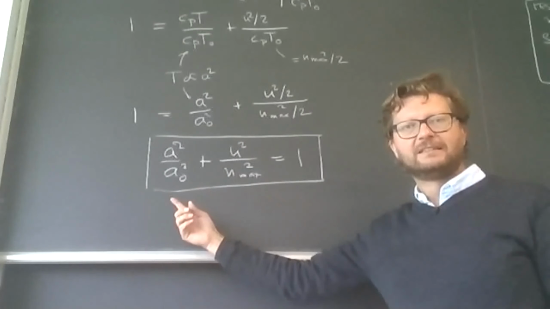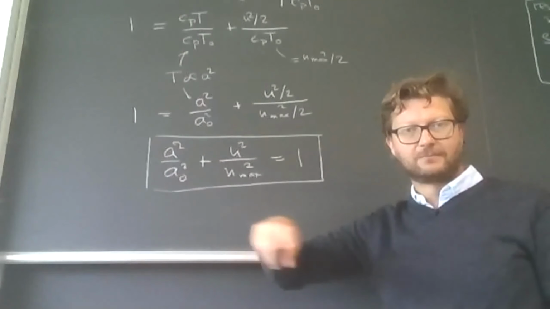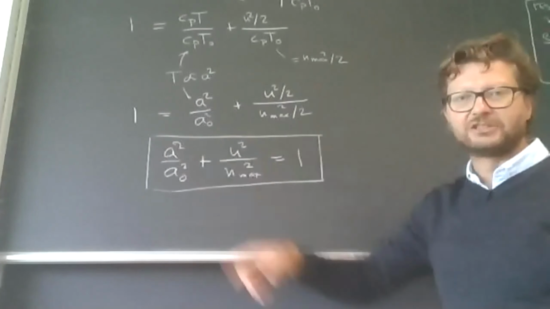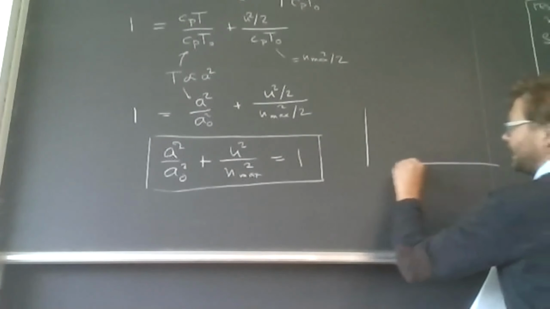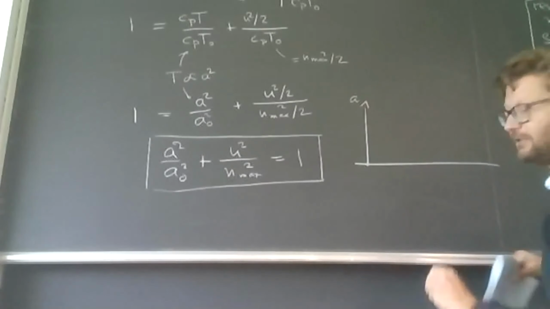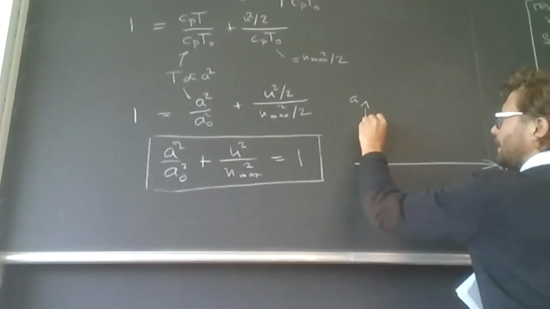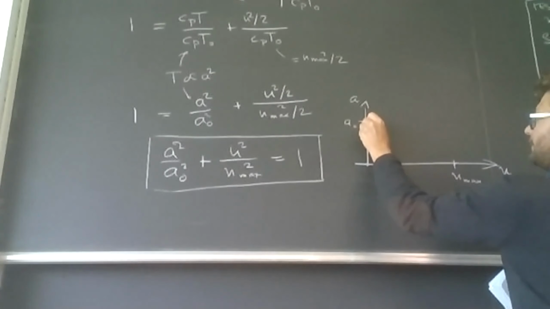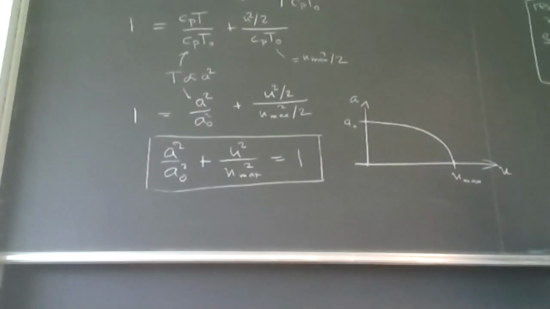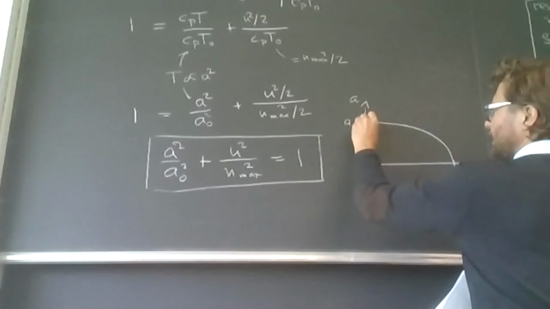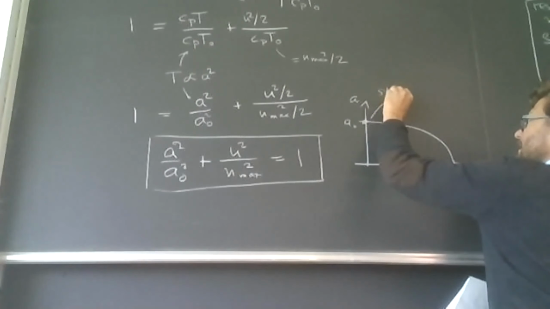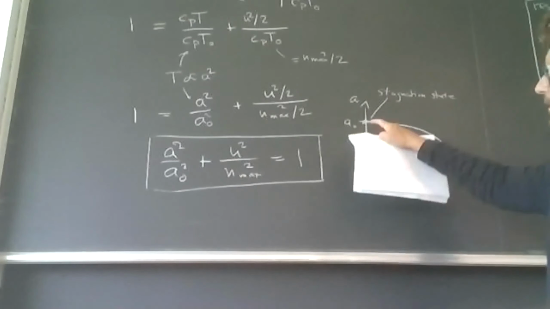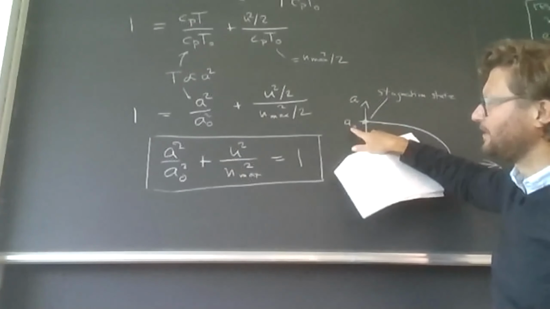If you think back of geometry, this is actually how we are defining an ellipse, right? An ellipse, not a circle, and these are the half axes. So this relation actually describes the geometrical figure of an ellipse, where we have one axis, the speed of sound, and one axis, the velocity u, and here we have A naught, and here we have U max. And this is, well, at least a quarter of this ellipse. We have here the stagnation state, where the velocity is 0 and the speed of sound is at A naught.